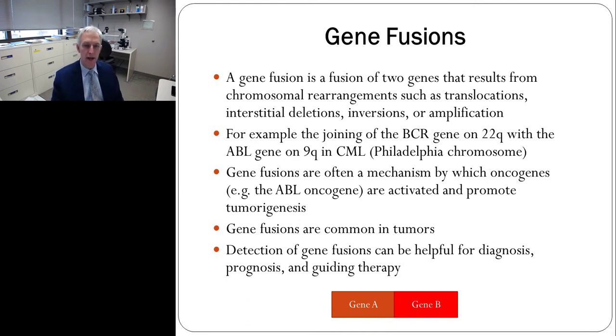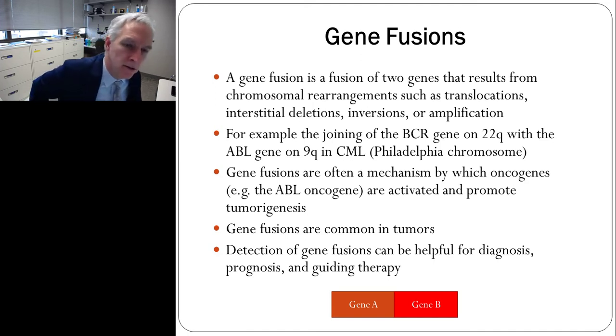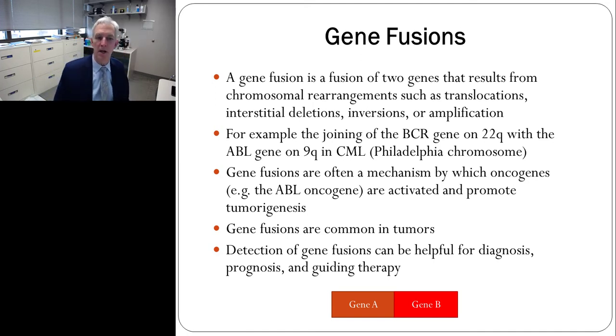And it wasn't known at that time, but a decade or two later, they discovered that what was happening at the molecular level was a gene fusion, which joined the BCR gene with the ABL oncogene. So gene fusions are often a mechanism by which oncogenes are turned on or activated and promote tumorigenesis.